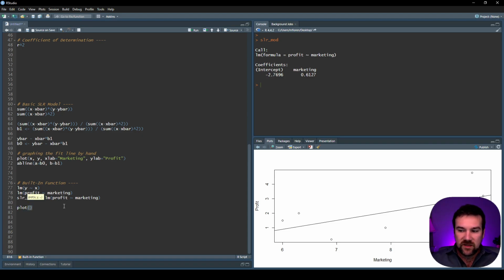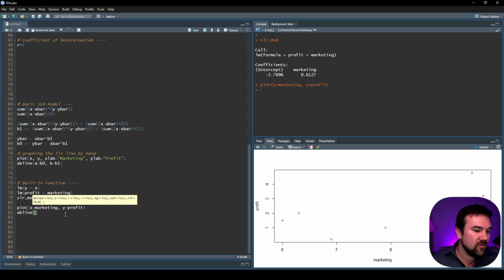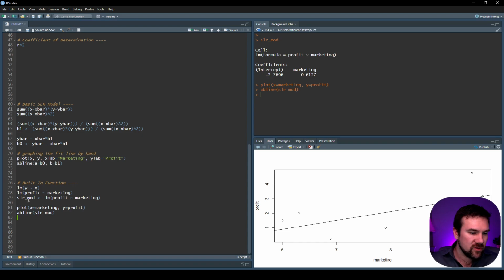For the plot, maybe I'll do X equals marketing and Y equals profit if I were doing the built-in command to do the plot. Again, that remakes my plot down here. I could add some axes labels if I wanted to, to clean that up a little bit. But once I have the simple linear regression model fit, I don't have to give it my slope and intercept by hand. I can just give it the variable SLR underscore mod that I'm using to store the simple linear regression results. If I give that to abline, R knows it should plot a regression line on my scatter plot. So I can see this line of best fit on the scatter plot.